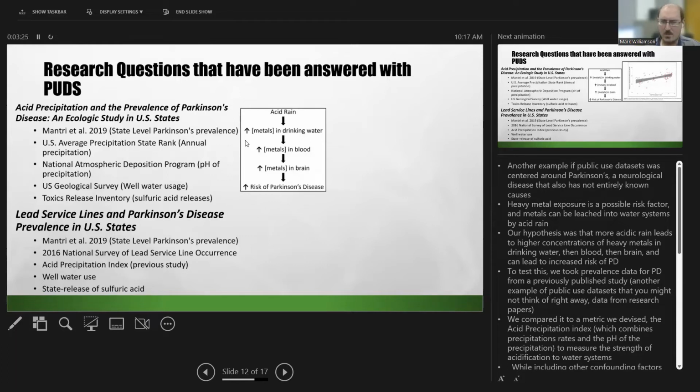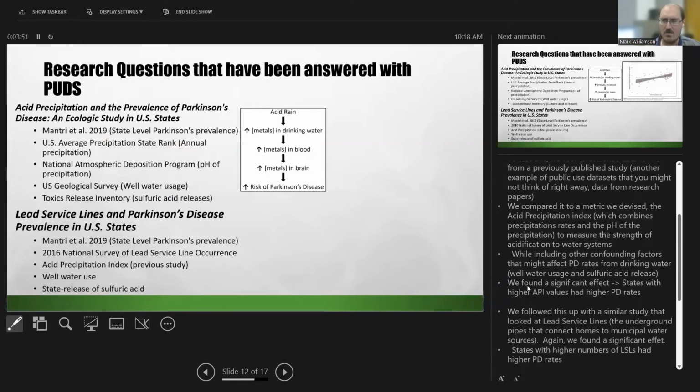To test this, we took prevalence data for Parkinson's from a previously published study, from Mantry et al. This is another example of a publicly used data set, from another study. You might not think about that right away, but that's certainly available to use, of course citing it and referencing where you got it from, as you would with any of these data sets.